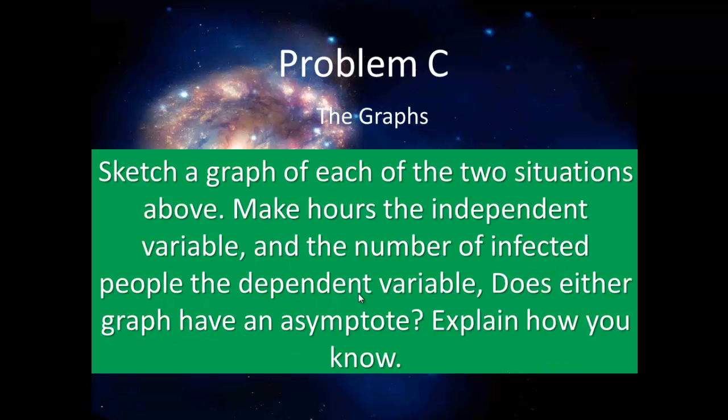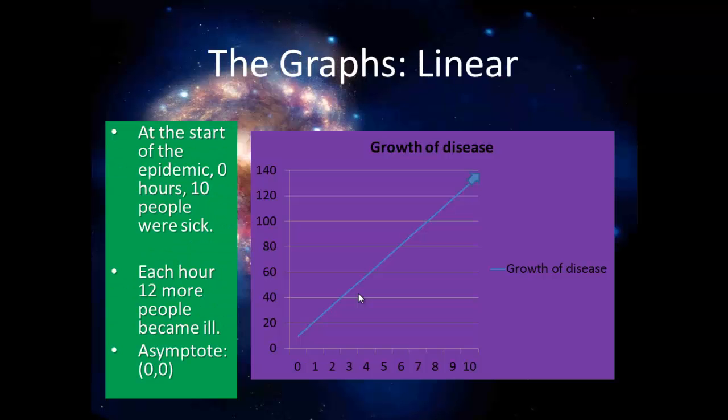Problem C, the graphs. Part of growth is graphs, and that's a visual representation of a table of numbers in action. So sketch a graph of each of the two situations above. Make hours the independent variable and the number of infected people the dependent variable. Does either graph have an asymptote? Explain how you know. So we'll start with the graph for the linear function.